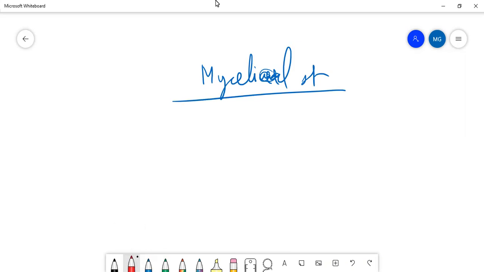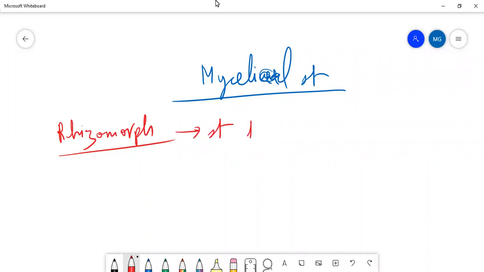First of all, you have to remember the rhizomorph. There is a structure called rhizomorph. Certain fungi, during a certain stage of life cycle, produce structures called rhizomorph. Remember that the rhizomorph is a structure formed to tide over unfavorable, unconducive conditions.